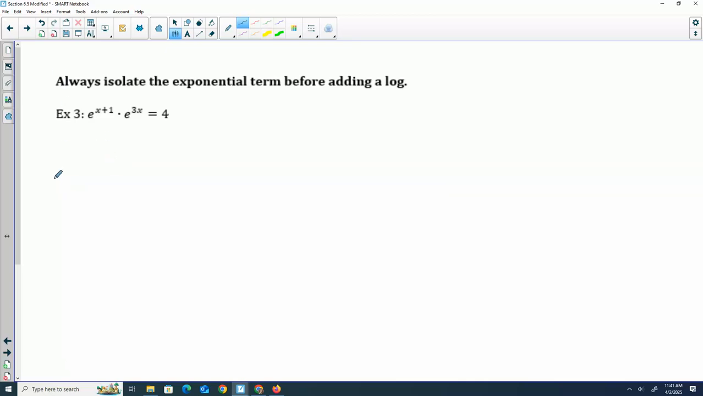So we have to make sure the exponential term is isolated. We don't want to make our problem more complicated than it already is, and if you try to add your log too soon, it's going to make our problem uglier. I see I have 2 different exponentials, and before I add my log, I'd like to combine those into one. If you're multiplying, what do you do with the exponents? So x plus 1 plus 3x would be e to the 4x plus 1.